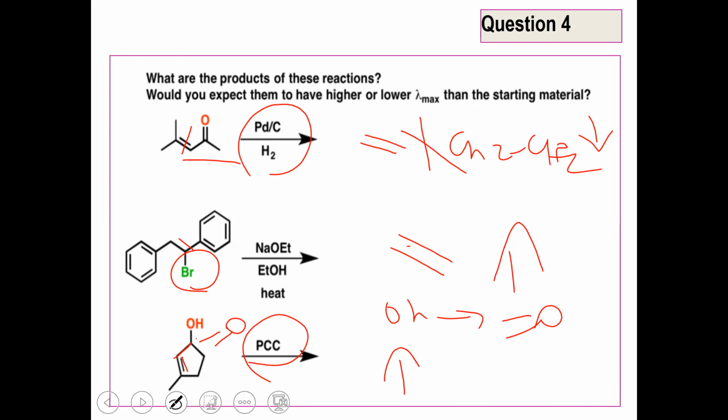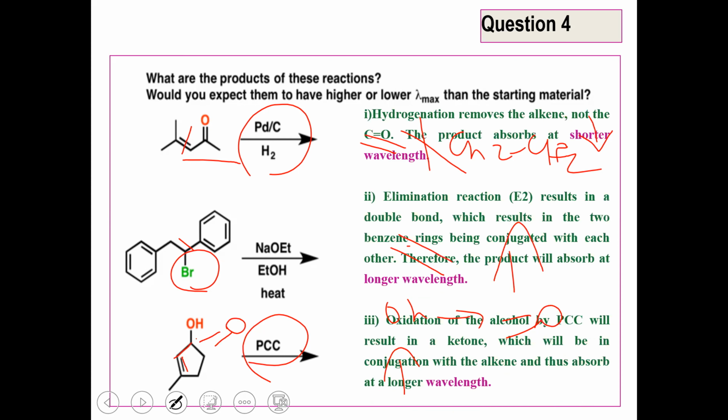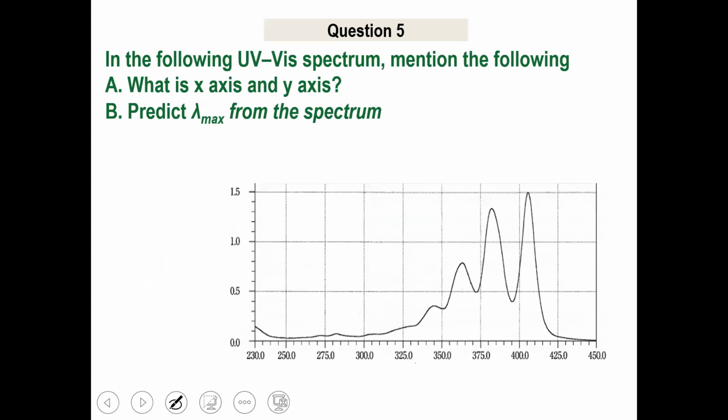So likewise, you should know how the product forms and what is the change in the product, whether the product is conjugated or non-conjugated. Based on that, you can say whether they have shorter wavelength or longer wavelength. So like that, you can interpret and study your questions.